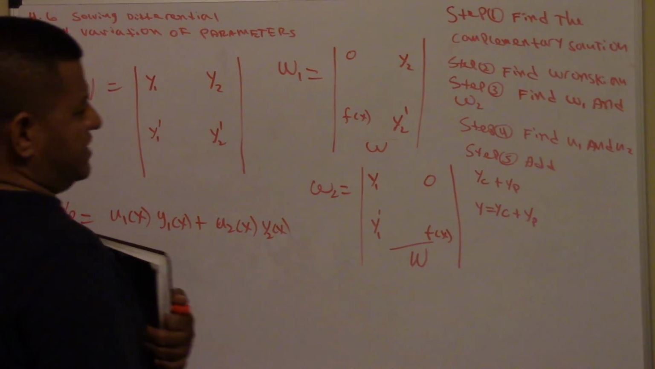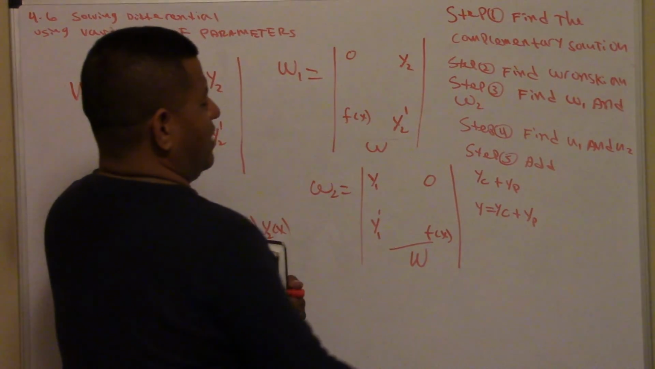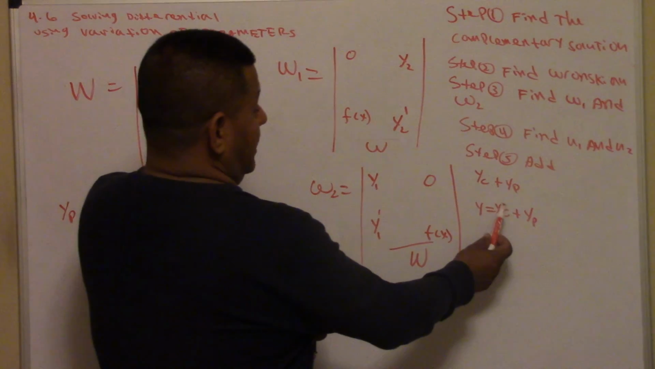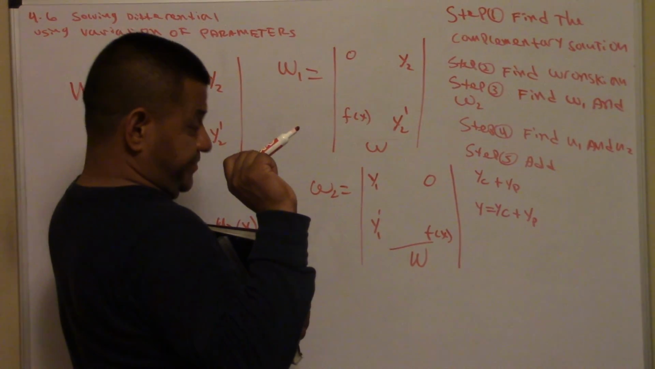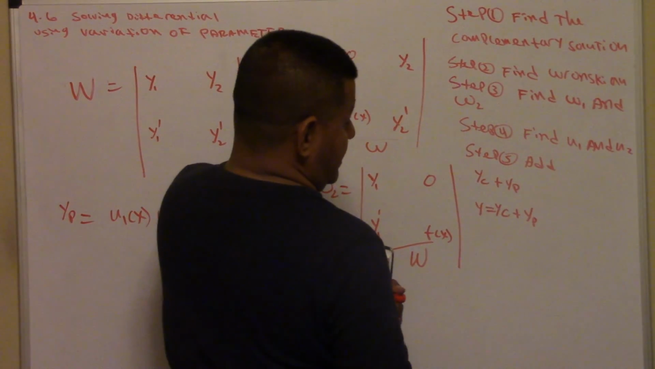Okay, so y sub c, I don't even have to go into a lot of detail because y sub c is very simple. All we gotta do is let the left side equal 0, and then we find the complementary solution, and that's it, right?